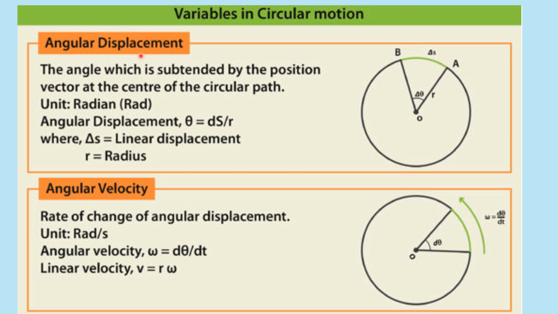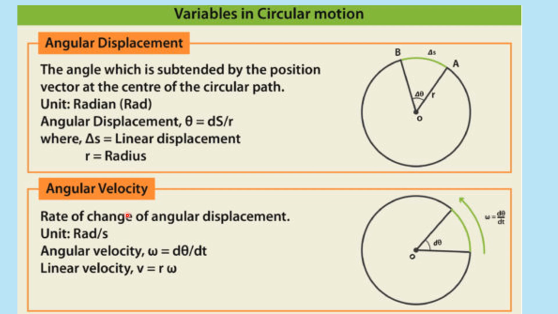Angular displacement is the angle subtended by the position vector at the center of the circular path. Unit is radian. The angular displacement theta is equal to ds divided by r. Here ds is the linear displacement, and r is the radius.